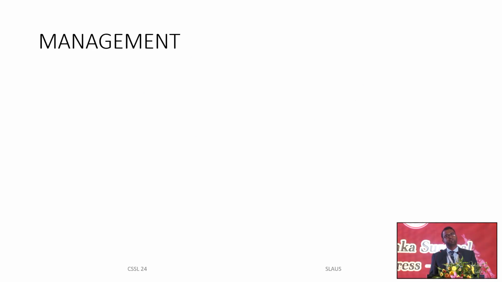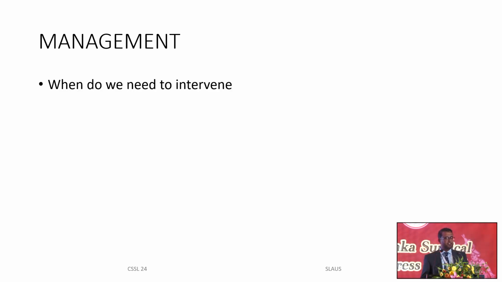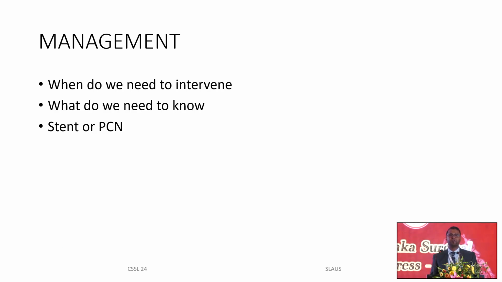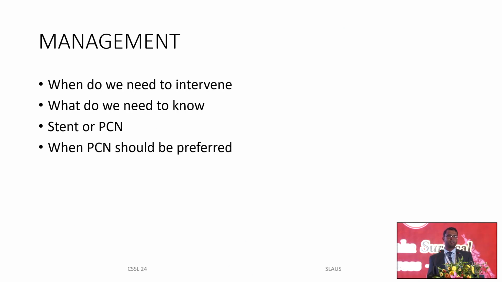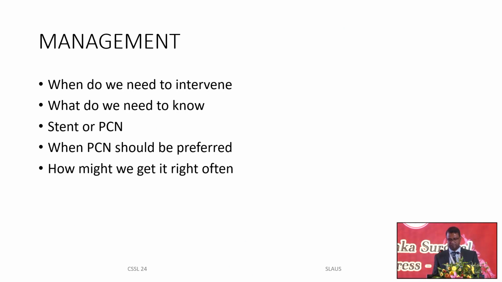What are the things we have to consider in managing a patient with obstructed, infected kidneys? Number one, when do we need to intervene? Number two, what are we going to do? Number three, either it is stent or PCN, percutaneous nephrostomy. And when are we going to consider PCN rather than a stent? And how might we get it right often?